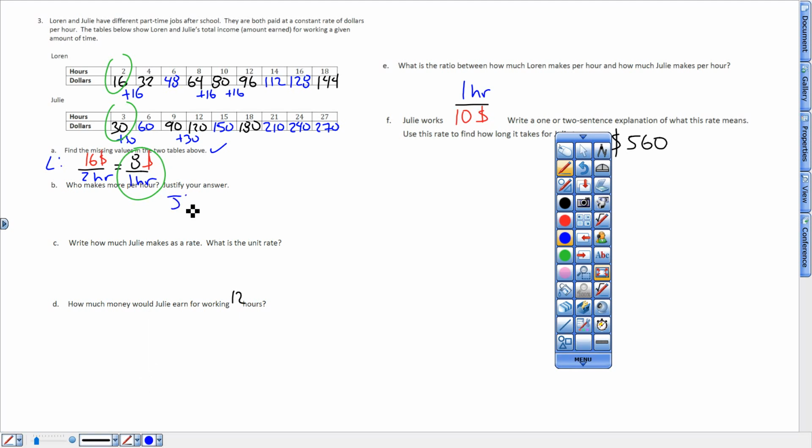Sorry about that. If I do Julie, Julie is $30 divided by 3 hours to find her unit rate. If I divide that out, that gives me $10 for every 1 hour that she works. So you can see who makes more money. You will say Julie, because she makes more money per hour.